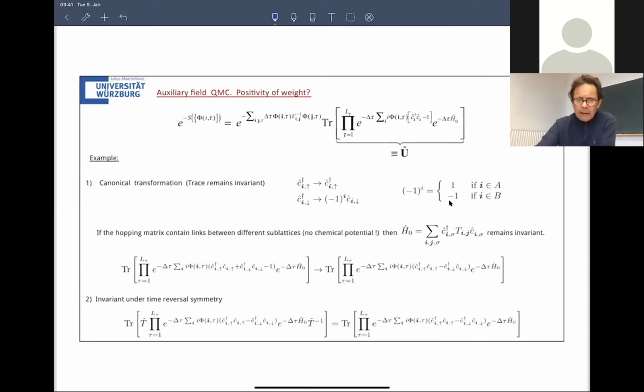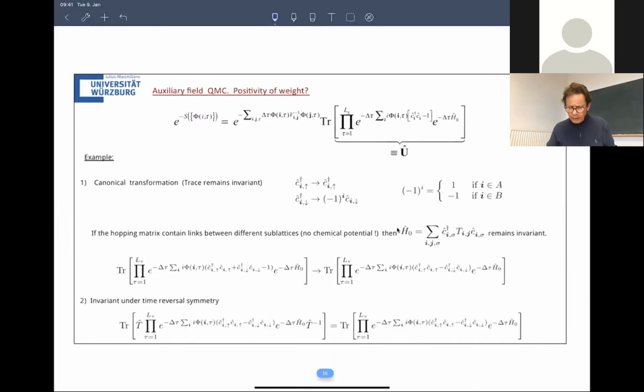And what I would need is that I do the canonical transformation, and the hopping will remain invariant, provided that there's a J here. So that was the question we had before. The hopping H0 will remain invariant under this transformation, provided that I and J link only between sites of the different sublattices.